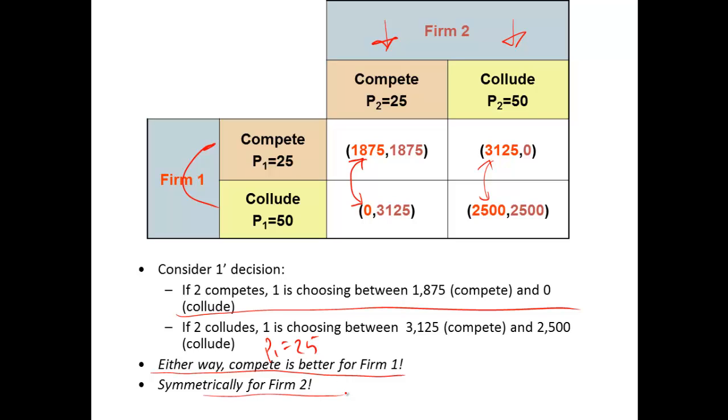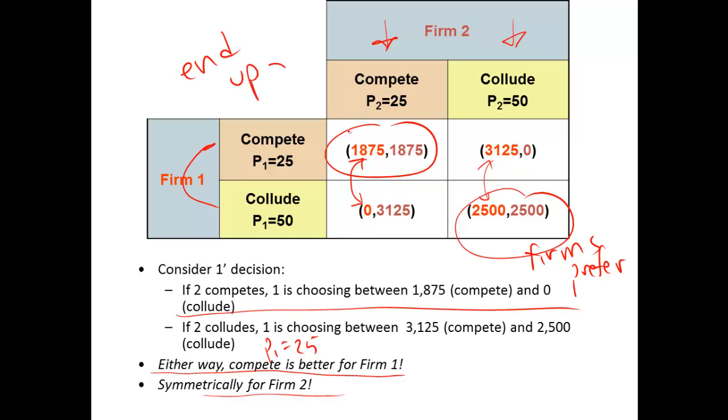Now what that means is although they would both prefer to be here. So that's what firms prefer. They would be driven by these prisoner's dilemma incentives to end up here. So we could say end up here, even though prefer here. That's the sense in which this is a prisoner's dilemma.